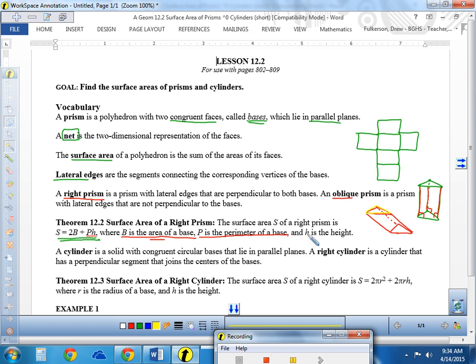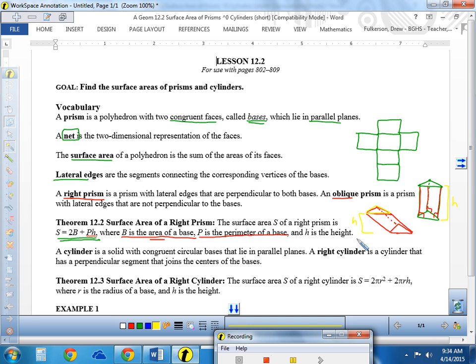Last thing would be height. Now height is pretty easy to find. It's how far one base is stretched to another. So that would be an example of height for this triangular prism. Over here for oblique, most of the time we'll only be doing obliques with volume, but the height would be this measurement for oblique.